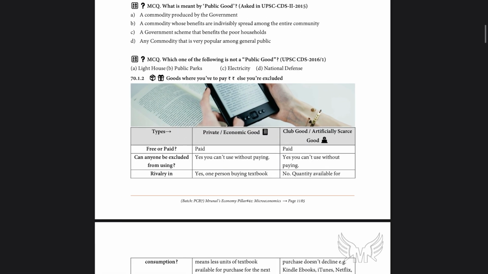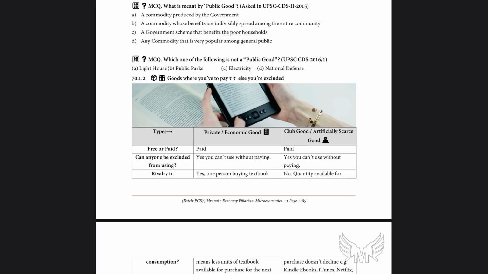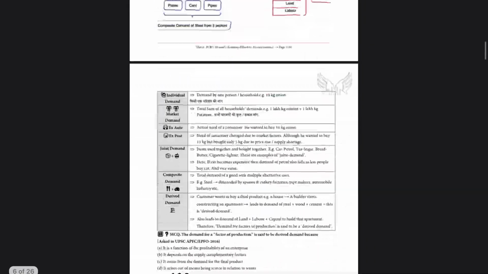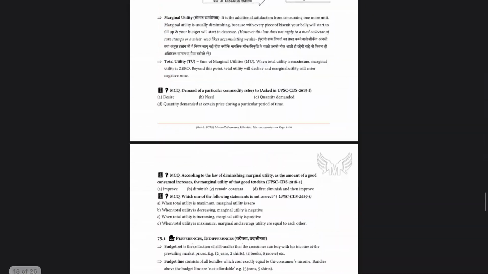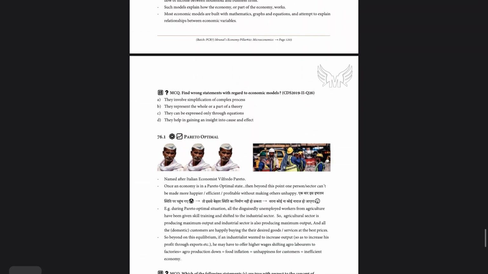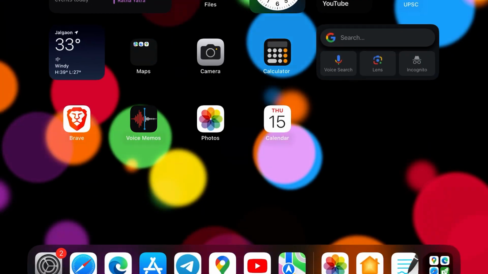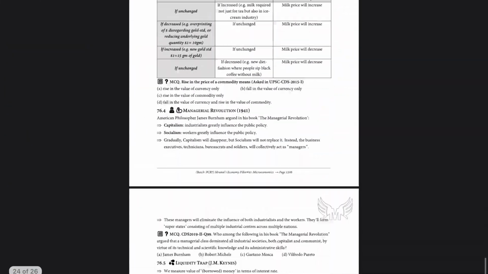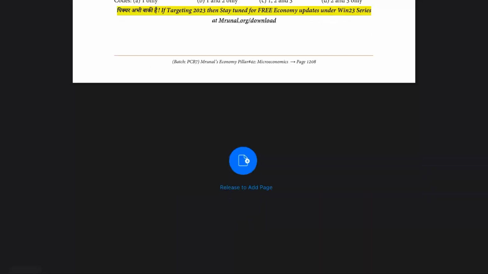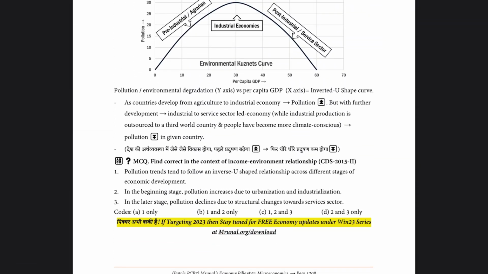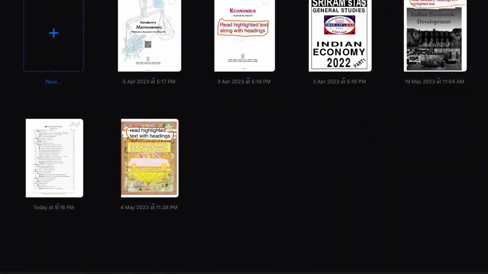So what I did, I rather took a few pages from Mrunal's material and I got this content on microeconomics. I have not gone through this material because I think it is unnecessarily complicated, and the questions have not been appearing in the prelims paper nowadays. So I think I had skipped this, but again this is also an important resource.